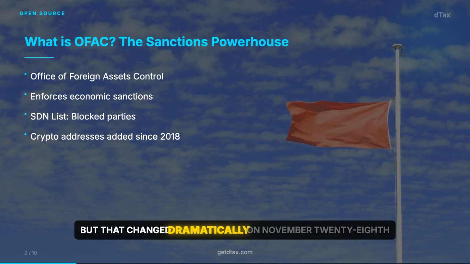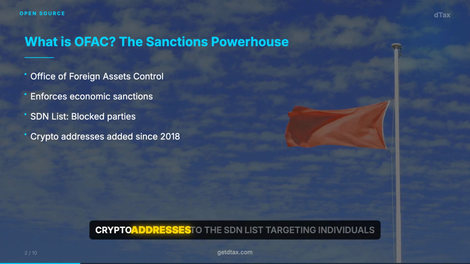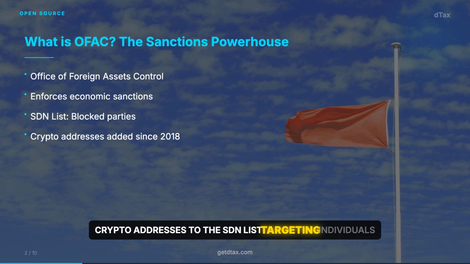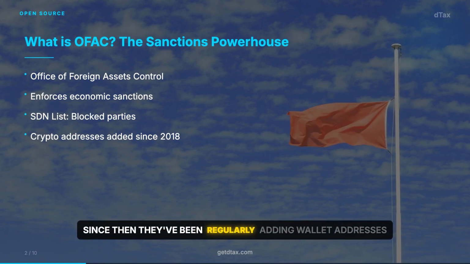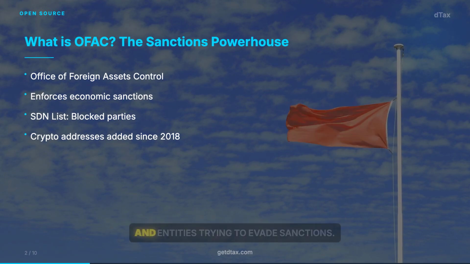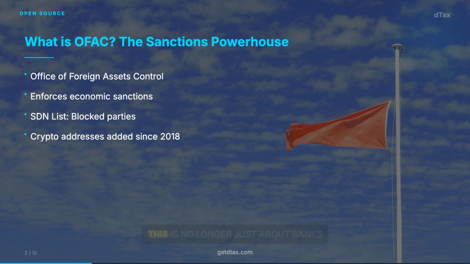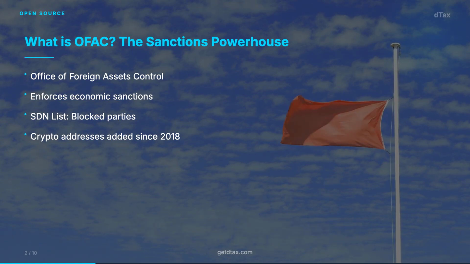But that changed dramatically on November 28, 2018, when OFAC added the first crypto addresses to the SDN list, targeting individuals linked to the Samsung ransomware scheme. Since then, they've been regularly adding wallet addresses tied to hackers, ransomware operators, and entities trying to evade sanctions. This is no longer just about banks, it's about your blockchain transactions too.